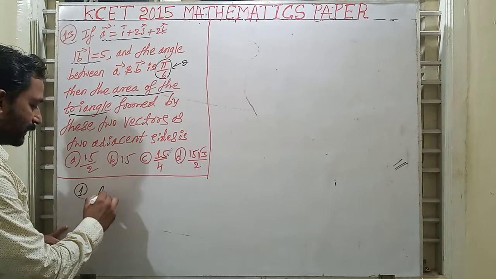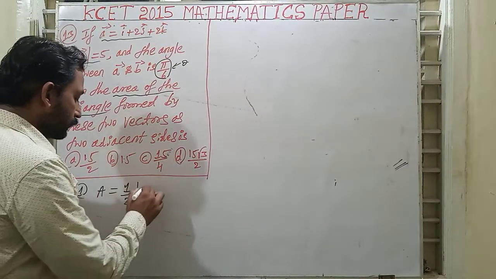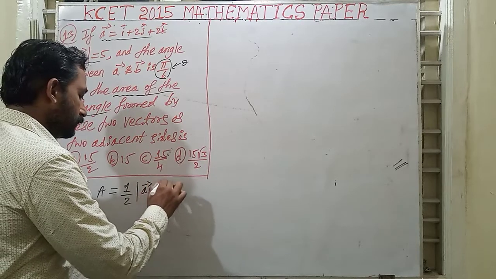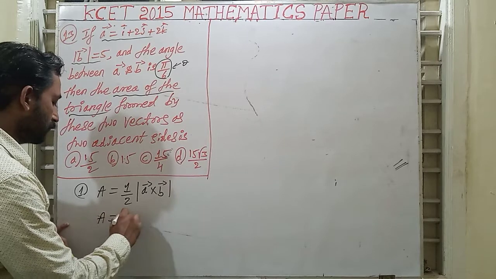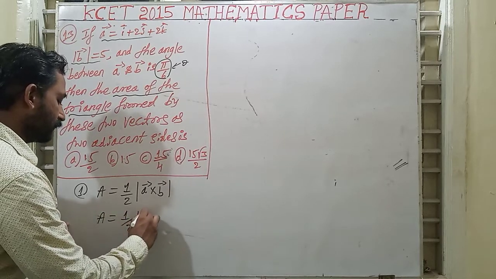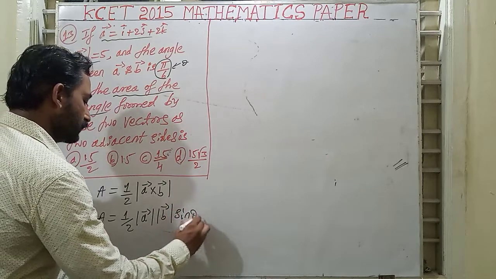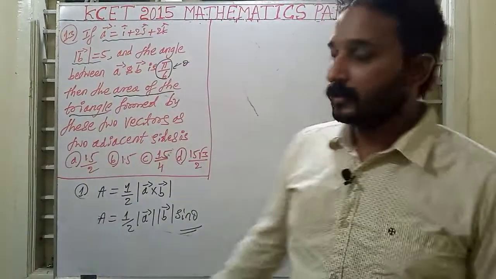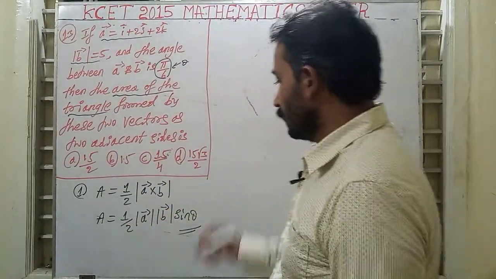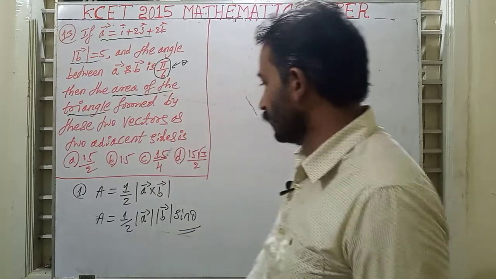Area can be written as half into magnitude of A cross B. But it is already well known that magnitude of A cross B can be written as magnitude of A into magnitude of B into sin theta. So using this formula, we have to find out the area of the triangle. Okay. So now substitute the given values in this equation, we get the required answer.